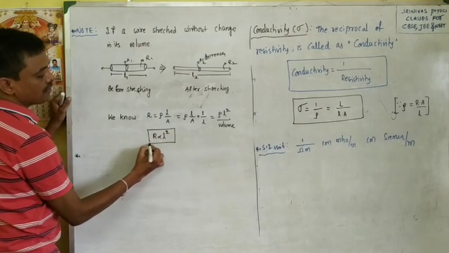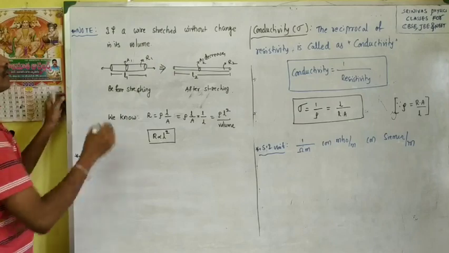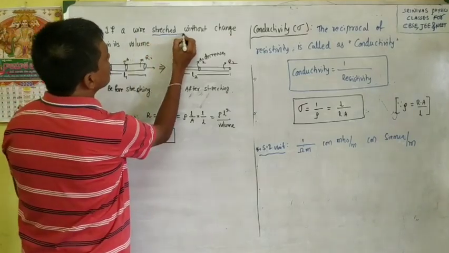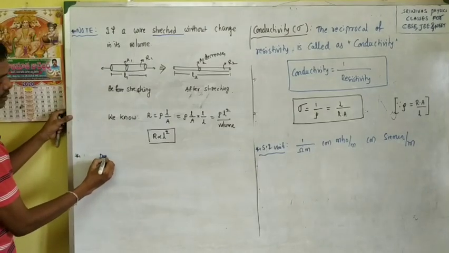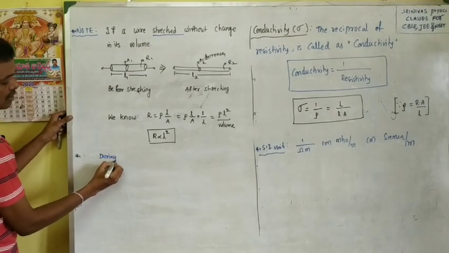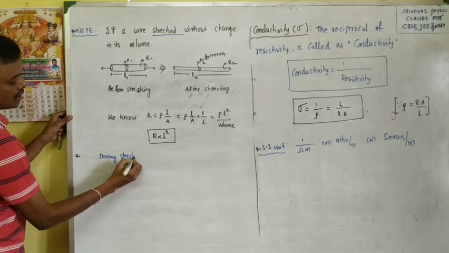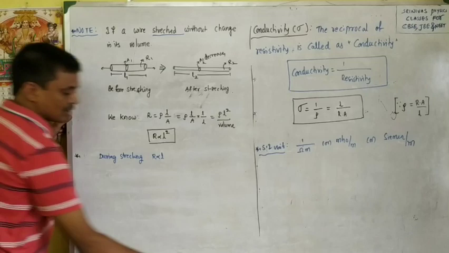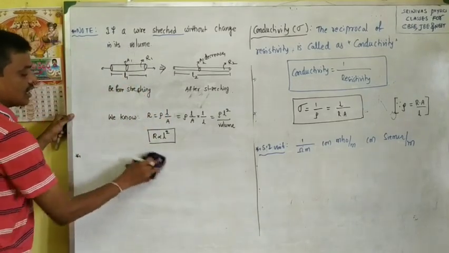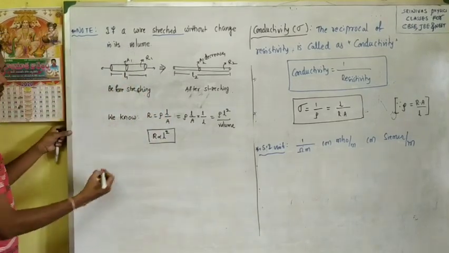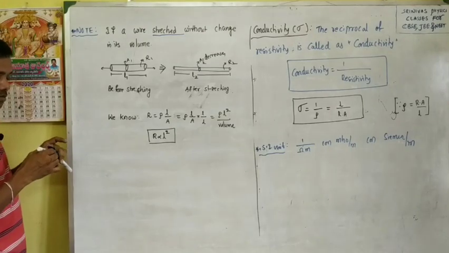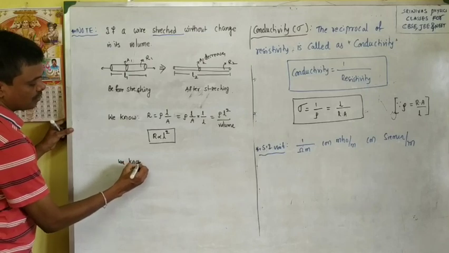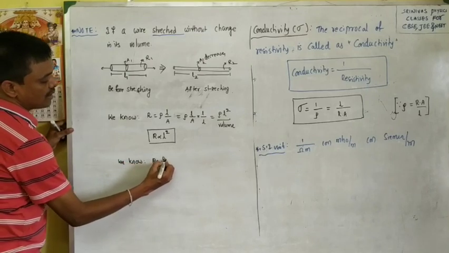This is only in the case of stretching. If you stretch any wire, during stretching, resistance is proportional to the square of length. When you stretch any object, at that moment we use resistance proportional to square of length. Or otherwise, in terms of area, if you want to write, we know that resistance is equal to rho L by A.